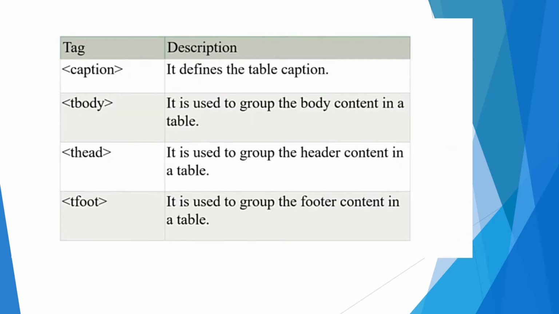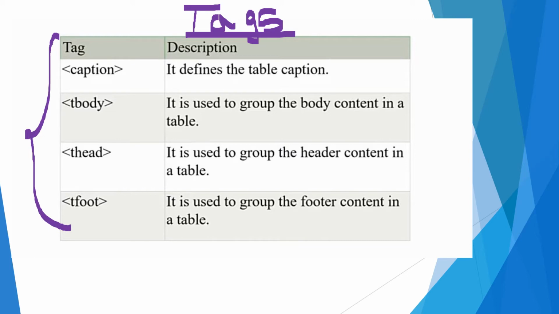There are some more tags in the creation of a table. For example, if you want to write a heading for this table, I want to write tags. What does this tag represent? This tag represents what the table displays. Here this table displays some tags and description. Caption defines the table. Caption means it defines what the table contains, whether student details or employee details. Here we have given tags.